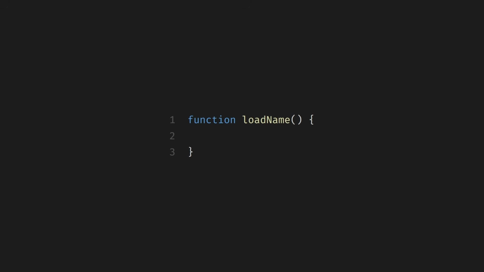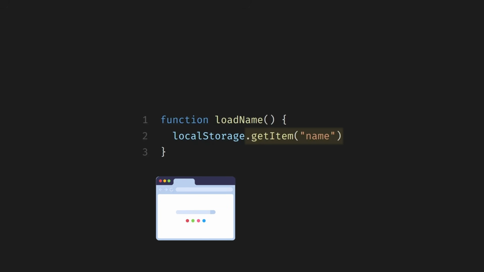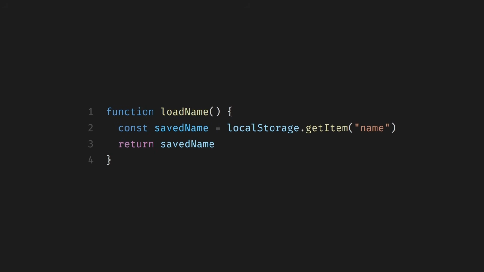Again, let's create a new function called loadName, which is empty at first. Now let's actually grab the stored value. Inside the function, we call local storage again. This time, we use getItem instead of setItem. getItem only needs one thing, the key. Here, the key is name. This tells the browser to go look for the value stored under name and give it back to us. Later, we can use that value to show it on the page or do other things with it.